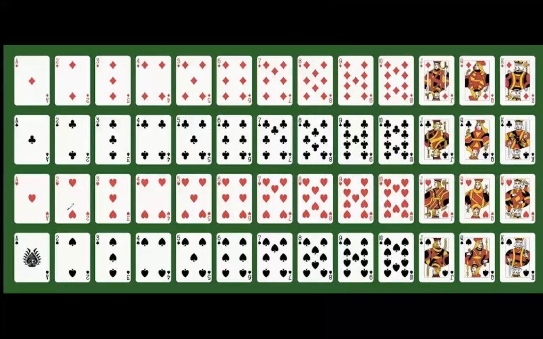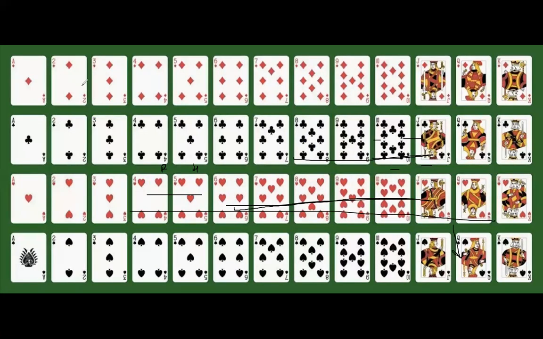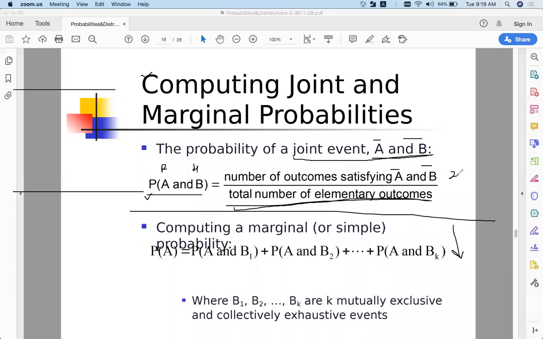So you go here, red color card. Where are the red color cards? These are the red color cards, 4 and 4. So the answer is 2 divided by 52. So that is what we were doing till now.